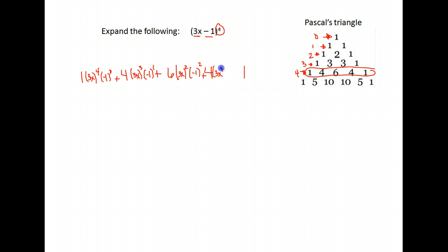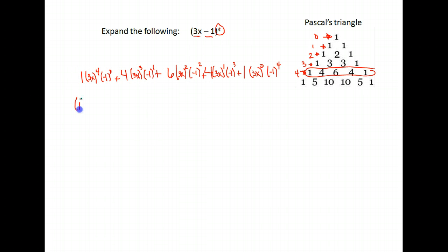Then we have our 3x. This is the 1st power now. Our negative 1 goes up 1. It'll be at the 3rd power. And finally, we have our 3x drops to the 0 power, and our negative 1 goes up to the 4th power. So the lead one, you drop a power each time. The end, you go up a power each time. Okay, let's simplify this a little.